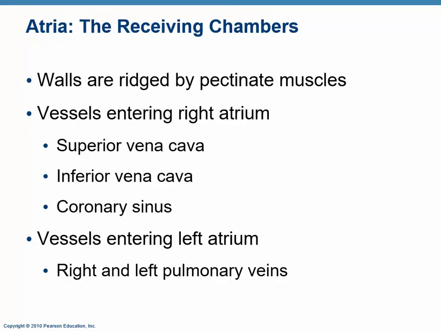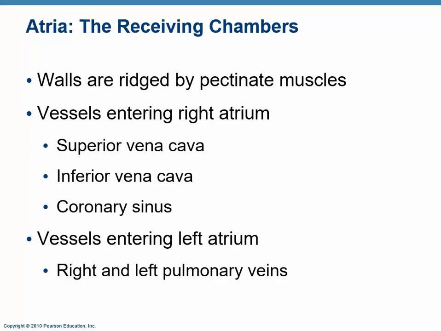So in the right atrium, there are 3 ways that blood comes into it. Like I said, everything from above the diaphragm goes to the superior vena cava, so blood from your head, from your arms, from your thorax, from all around your ribs, all of that goes into the superior vena cava.